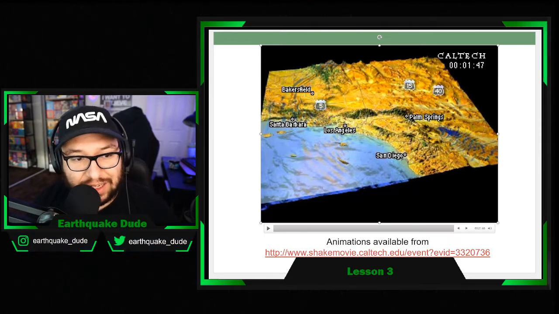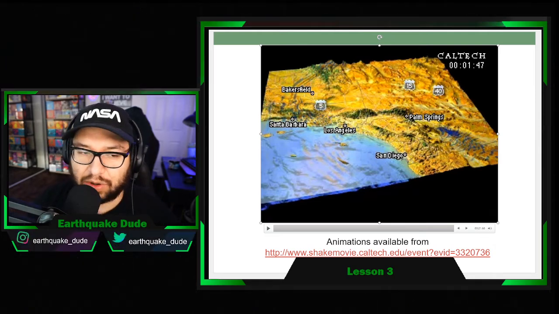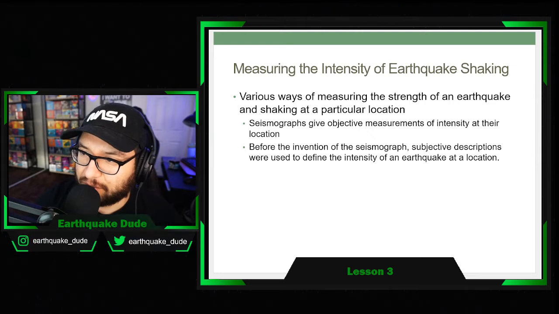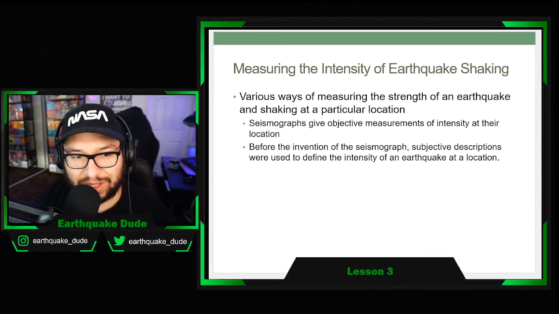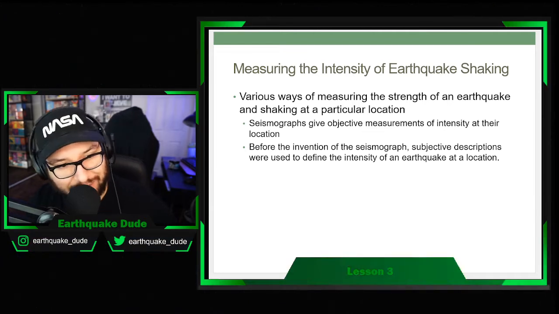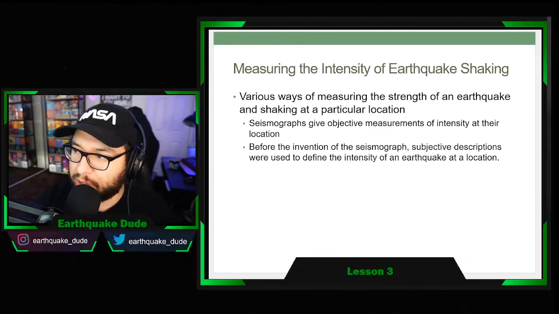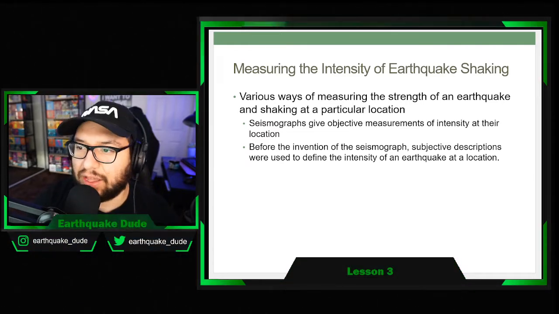Now, intensity is felt very differently depending on where you're at, depending on the magnitude and how close you are to the epicenter of the earthquake. So there are various ways of measuring the strength of an earthquake and shaking at a particular location. We can use a thing called a seismograph, which we'll talk more about in the next lesson, and that gives an objective measurement of intensity at the location where the seismograph is located.